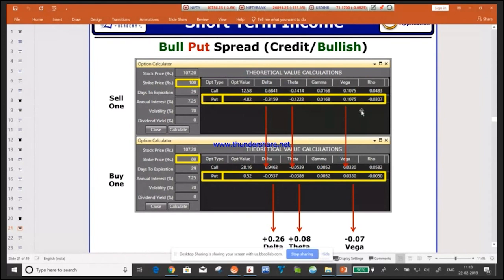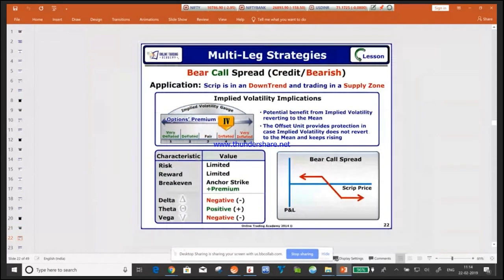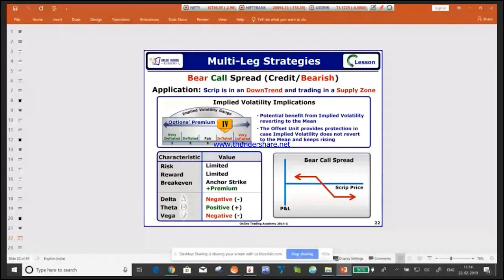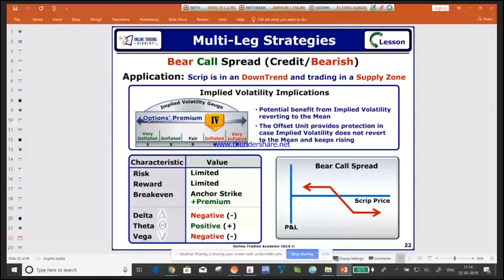All right. Are we done with this? That's bull put spread. Now similarly, this is bear call spread. This is at supply. Bull put is at demand. Bear call is at supply. So whenever you are in a supply zone which is tradable and you want to trade, and the IV is in section 4, you will execute a bear call spread and not a short call. Why? Because IV can still move up to section 5 and that can hurt your position.